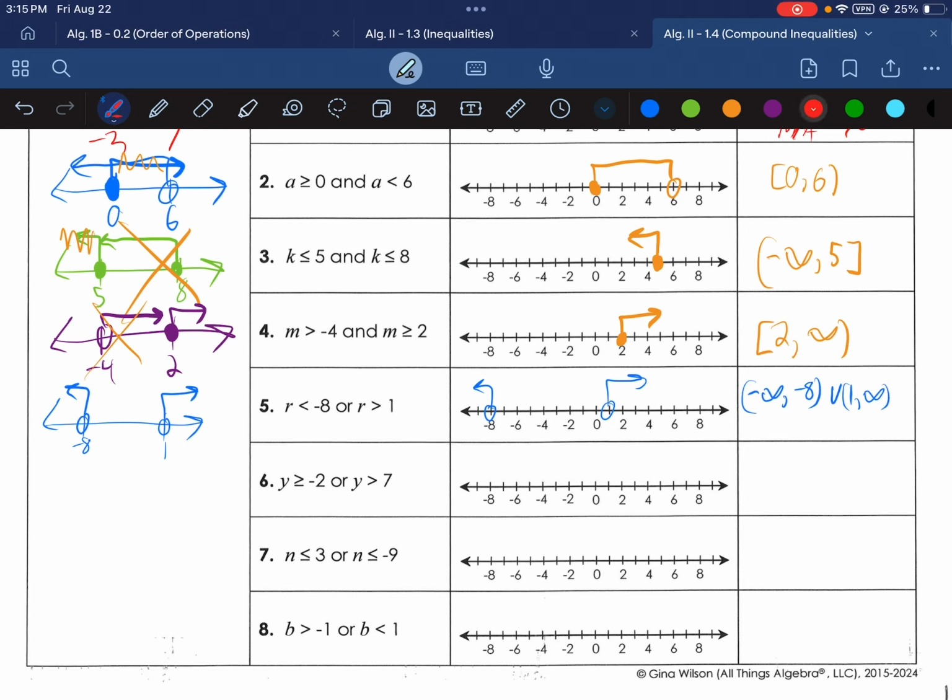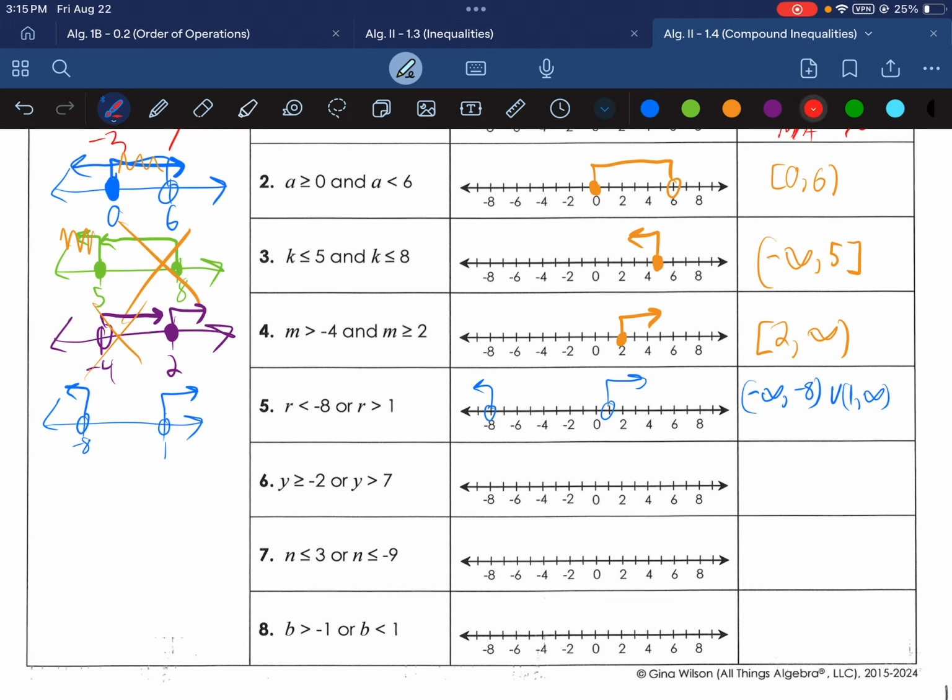So now 6, 7, 8 will be our 3 special cases scenarios for OR graphs. On 6, once again, I'm encouraging a rough draft. -2 is smaller than 7. So -2 gets a closed circle, though, to the right, because it's greater than or equal to, where 7 gets an open circle to the right.